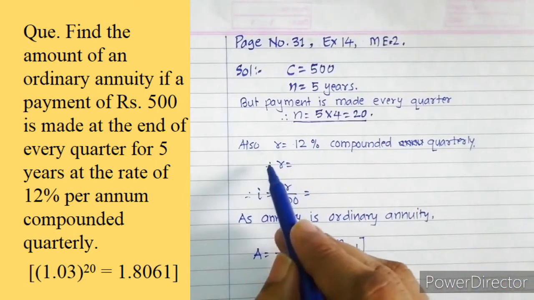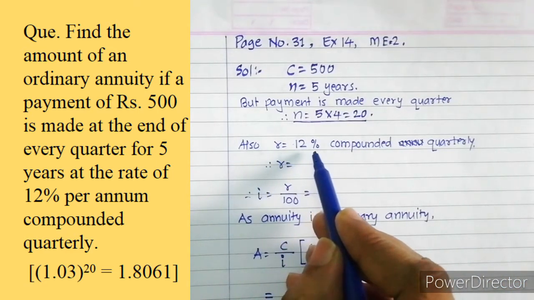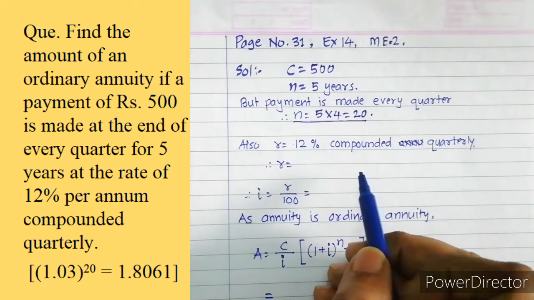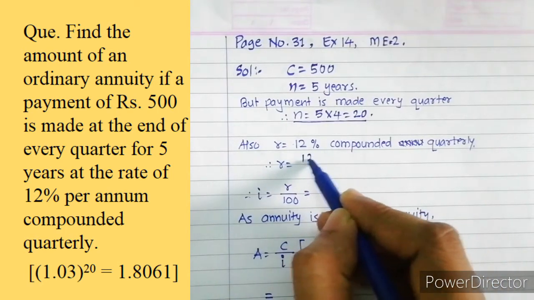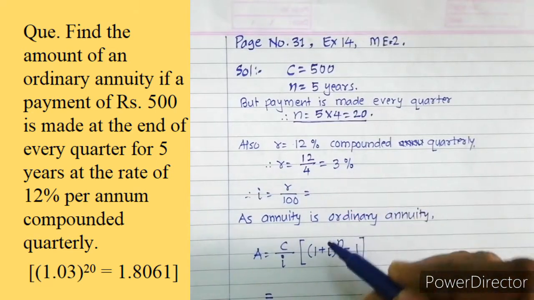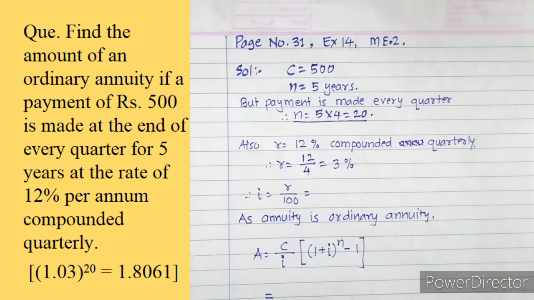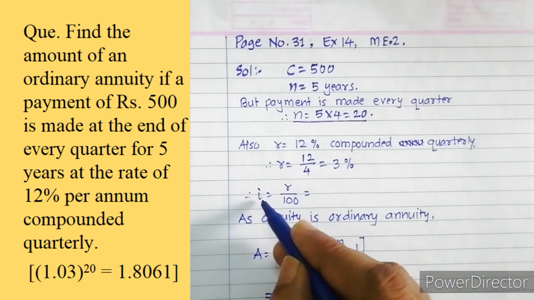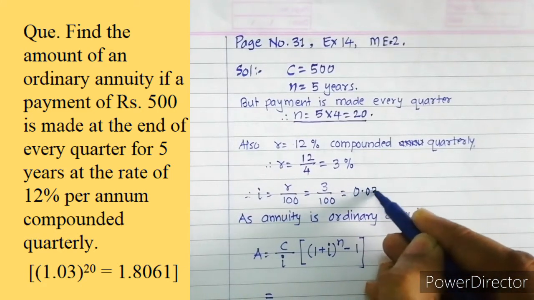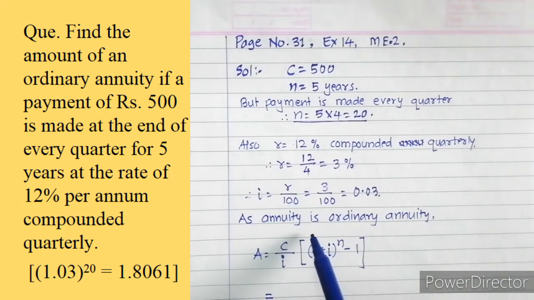Similarly, the rate is given as 12% compounded quarterly. Quarterly means it is compounded 4 times in a year. So we are going to write 12 upon 4, which is 3%. So R is equal to 3% rate, and therefore we will write I is equal to 3 upon 100, which is 0.03. Now see, the annuity is an ordinary annuity, or you can say annuity immediate. So we will use this formula: C upon I into bracket (1 plus I) raised to N minus 1.